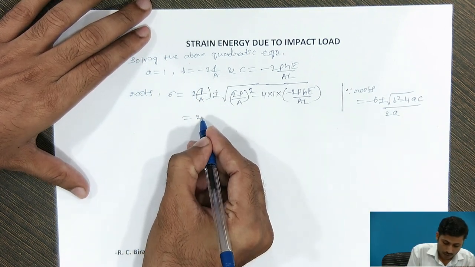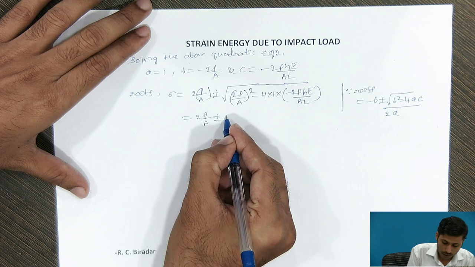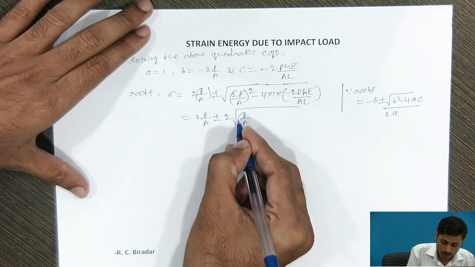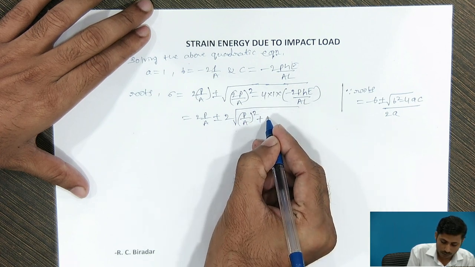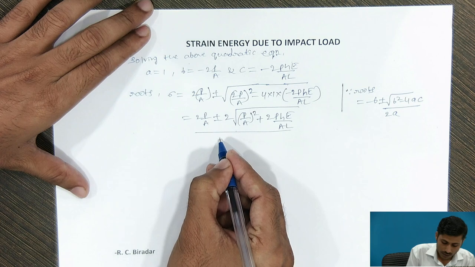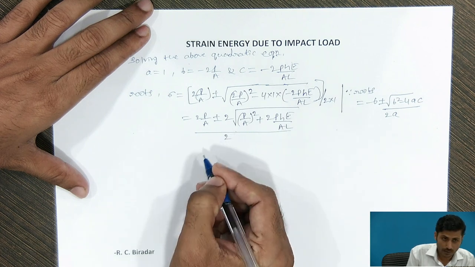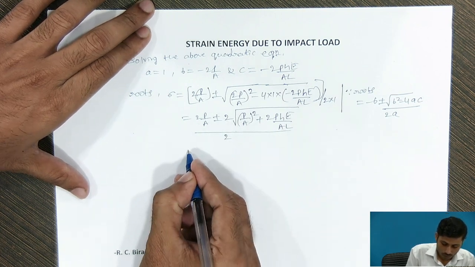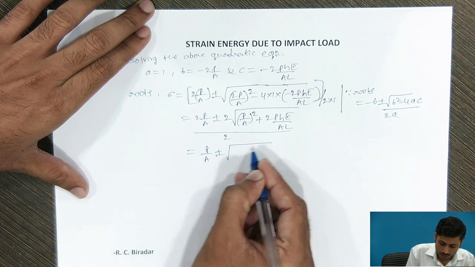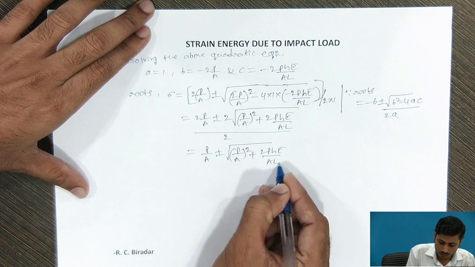So on simplification, 2P by A will be remaining here, plus, so I can take 4 outside, so the square root of 4 is nothing but 2, I can take outside, so the remaining is P by A bracket square, minus minus becomes plus, 2PHE divided by AL will be remaining inside that, and here divided by 2 into A, that is 2 will be remaining. So I can cancel 2, so the remaining term is P by A plus or minus square root of P by A bracket square plus 2PHE by AL.